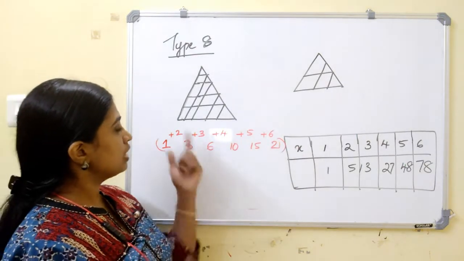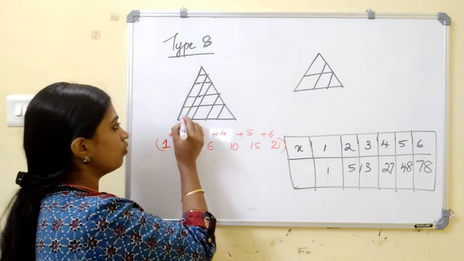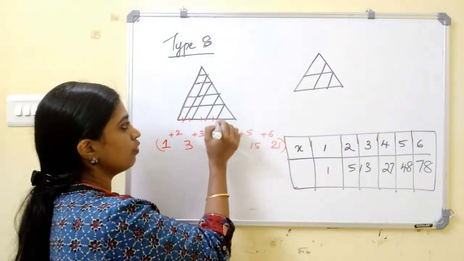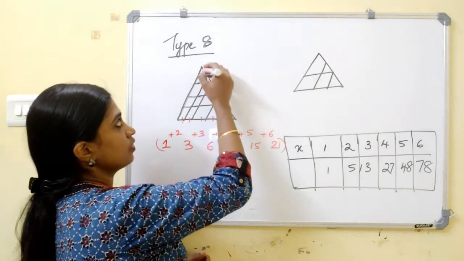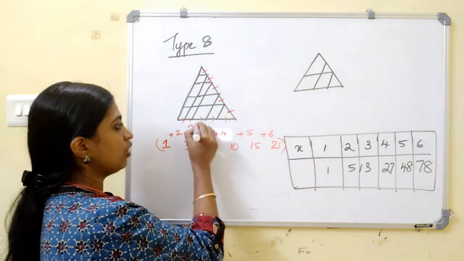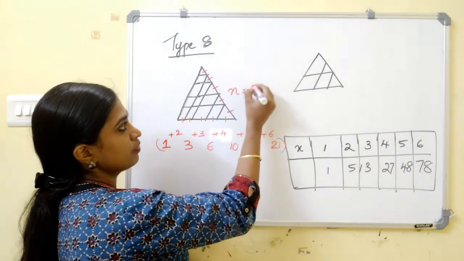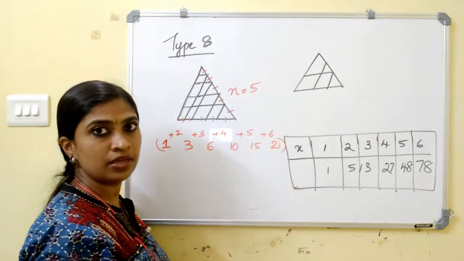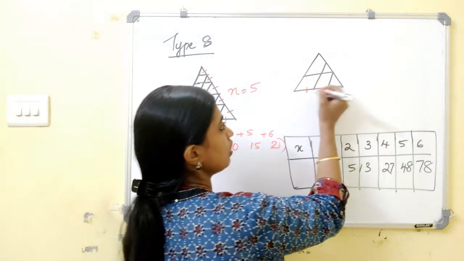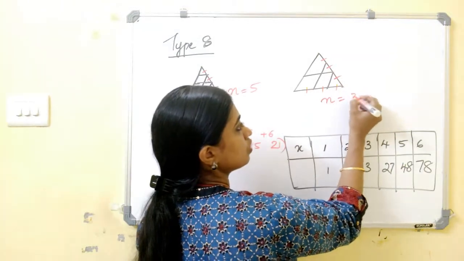Now let us count the number of divisions. 1, 2, 3, 4, 5. So the value of n is 5. Here the value of n is 1, 2, 3. So n is equal to 3.